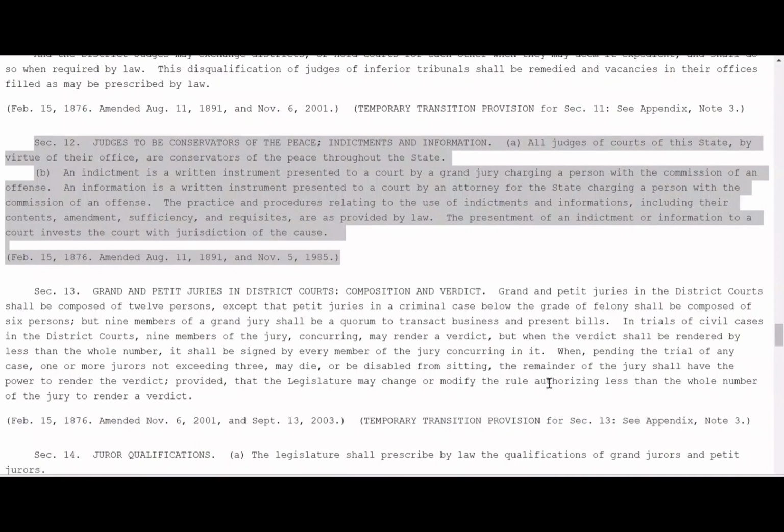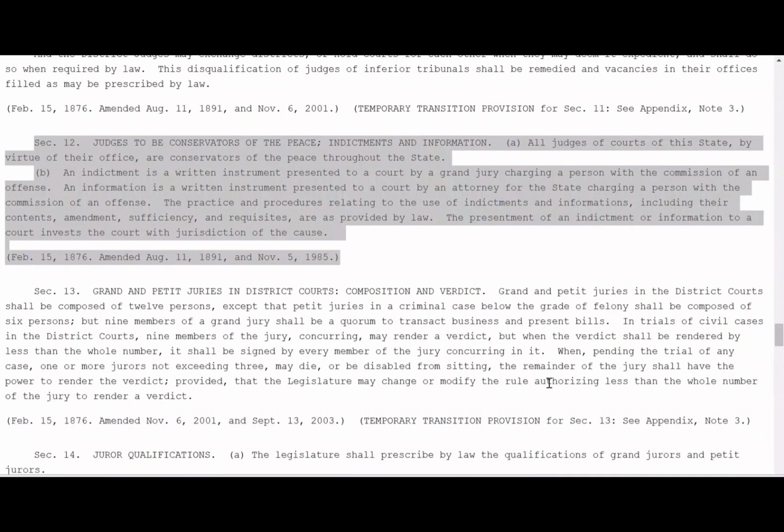Judges to be conservators of the peace, indictments, and information. All judges of the courts of this state, by virtue of their office, are conservators of the peace throughout the state. Conservators of the peace, they conserve the peace within the state.